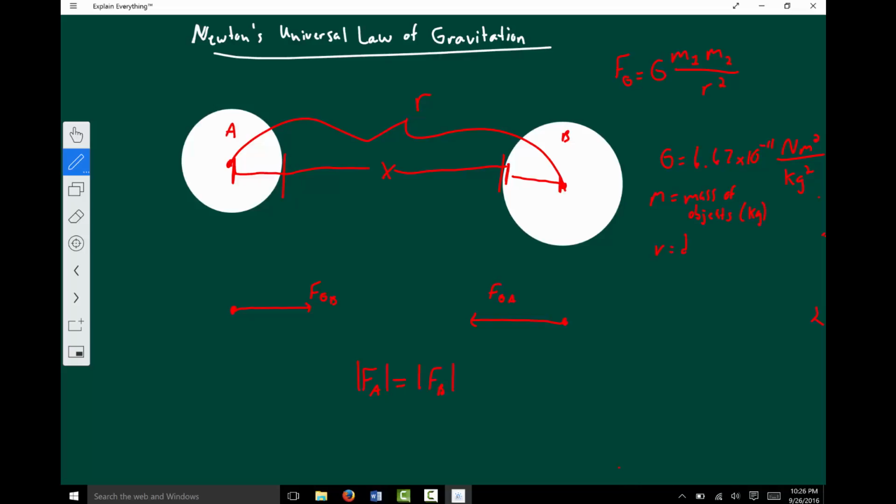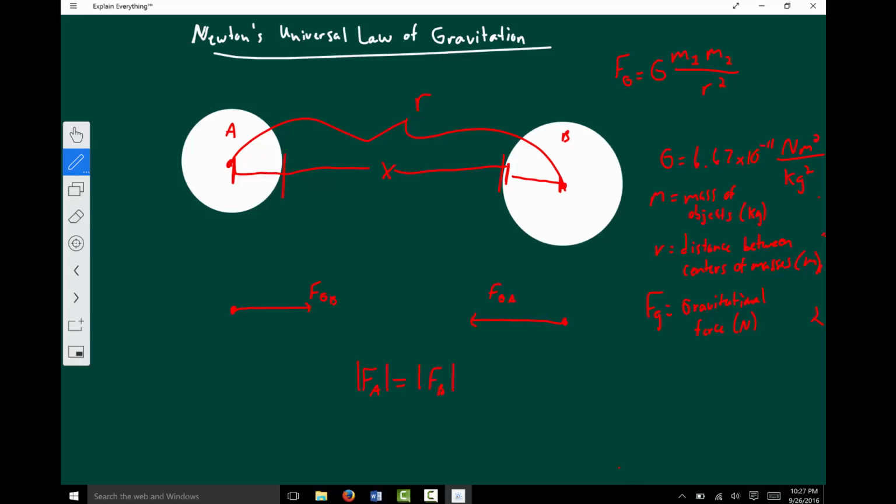R is the distance between the centers of masses, and that's going to be measured in meters. And F sub g, we can do lowercase g, is the gravitational force, and all types of forces are measured in newtons.